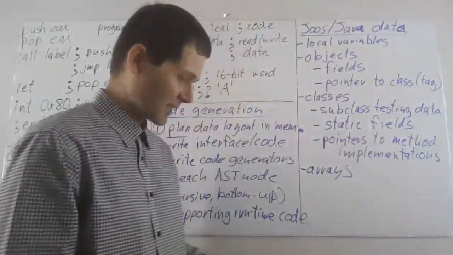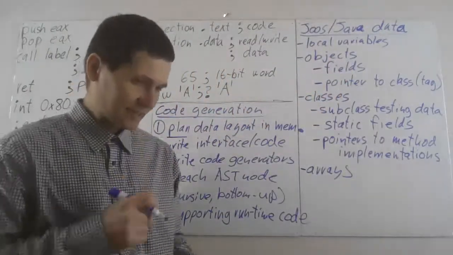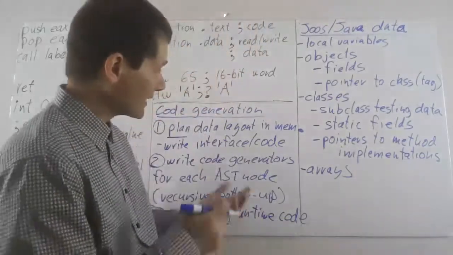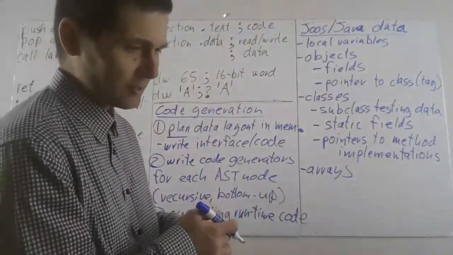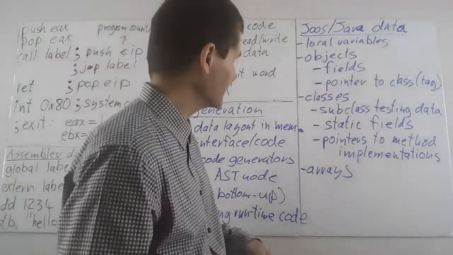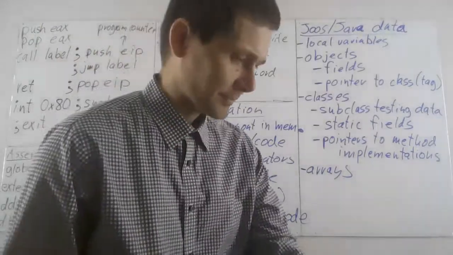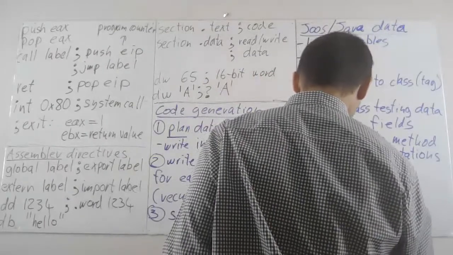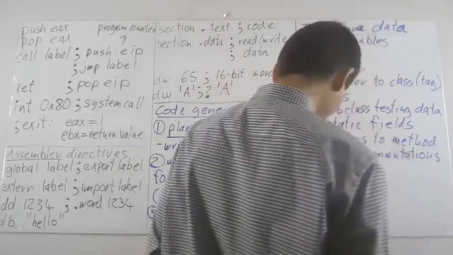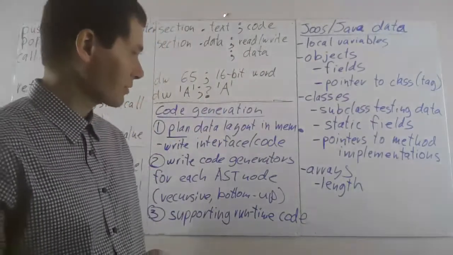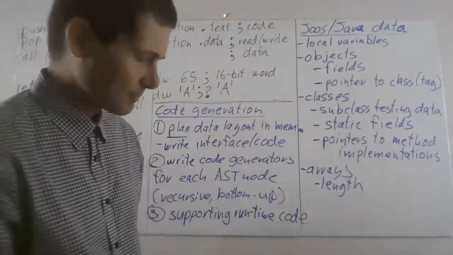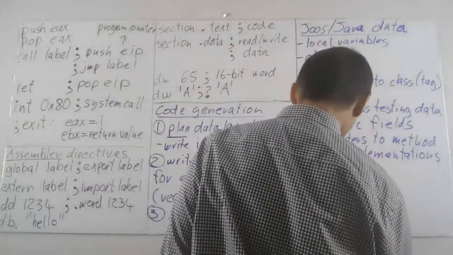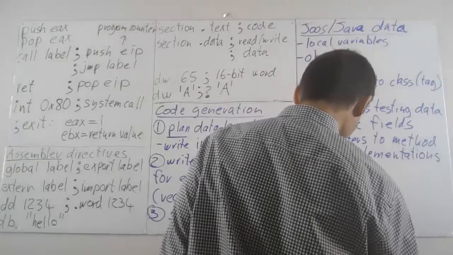And finally, the last piece of data that I need in a Java program is arrays. And so what's in an array? Well, an array has a length, right? You need to know how long the array is to do bounds checks at runtime. And then, of course, the actual elements of the array.